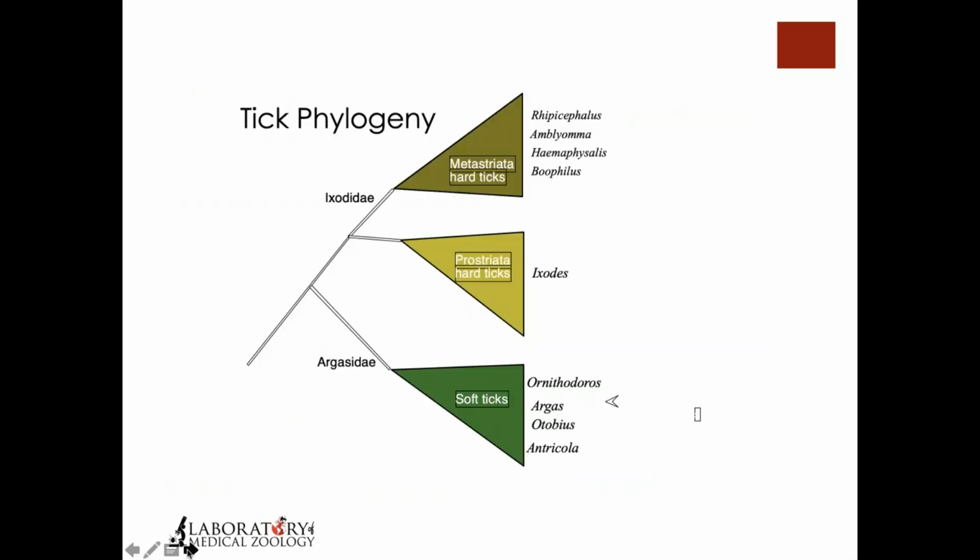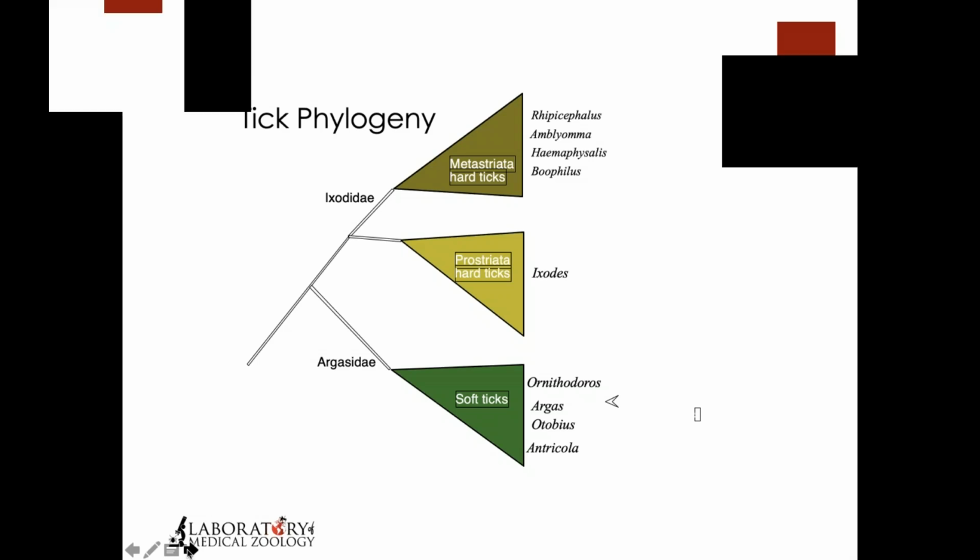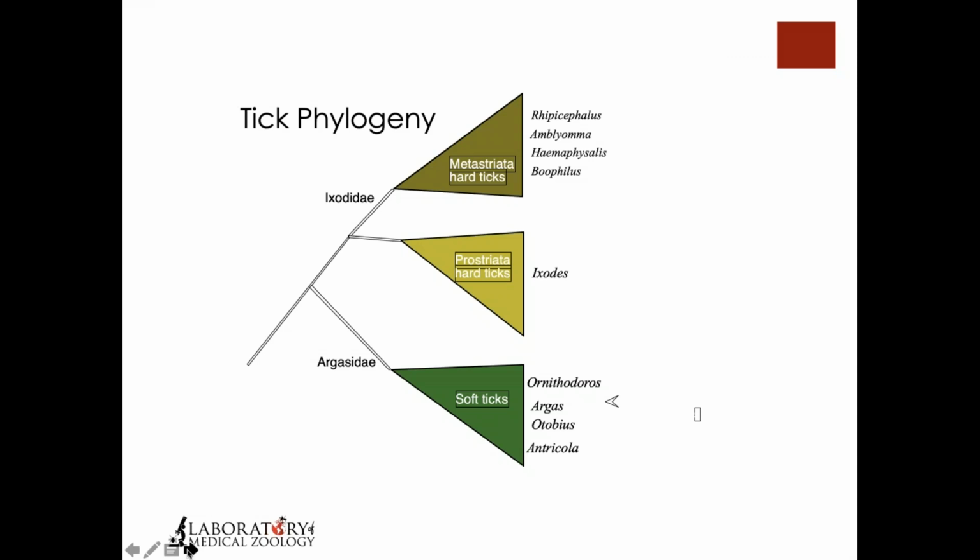So to begin, let me talk about ticks in general. It turns out there are not just a few tick species, there are actually hundreds of tick species, and they can be split up into major groupings that are indicated by this evolutionary tree diagram here.